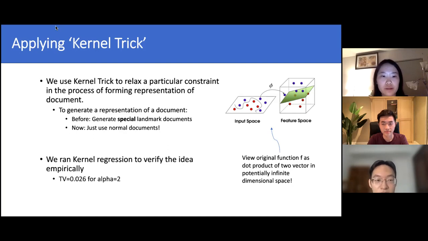We then ran some kernel regression tests to verify this idea, because we want to ensure that this representation is still linearly related to the posterior, as the previous landmark representation was. Through our experiments, we were able to verify this.